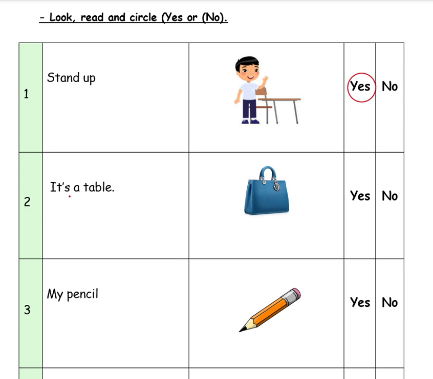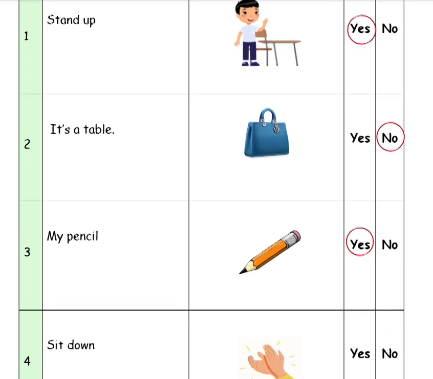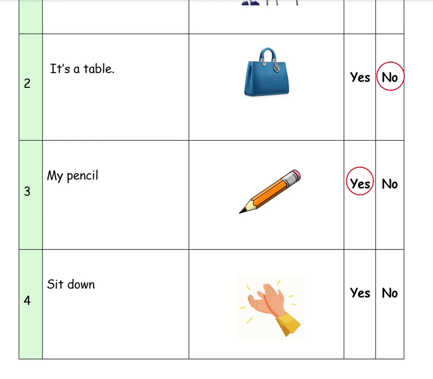Number 2, it's a table. Here the picture is not a table, it's a bag. So we circle no. Number 3, my pencil. And this is a picture of a pencil, so it is yes. Number 4, sit down. And here we have the picture of clap your hands. So it is no.